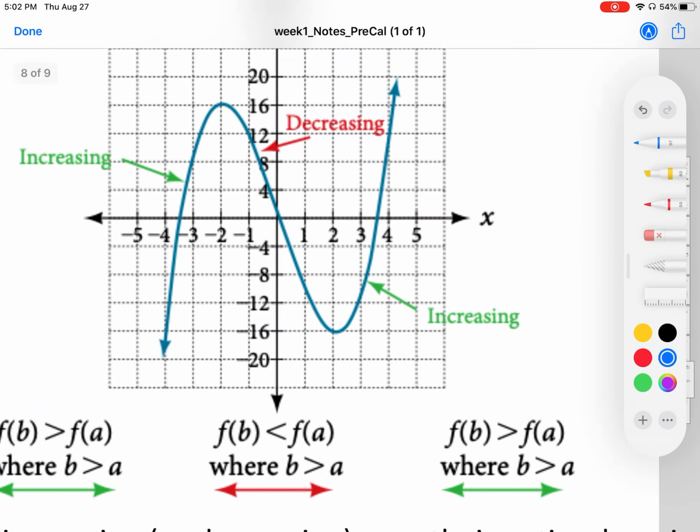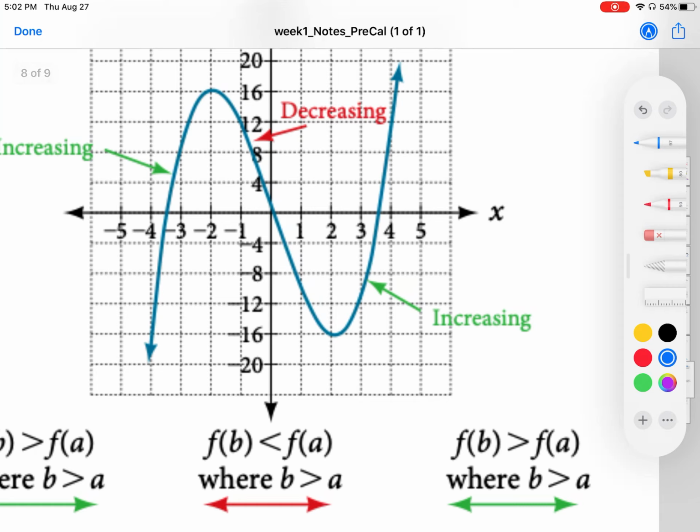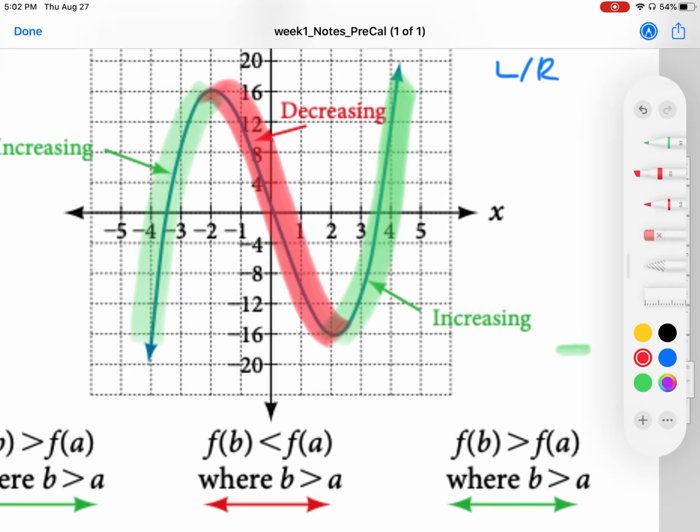So in general, if you're looking at a picture, you can see where it's increasing if from left to right, it's going up. So here we see that the function is increasing because we see it's going up from left to right. Same thing here. It's going up from left to right. The middle one, it's going down from left to right. Or think of slopes. It has a negative slope.